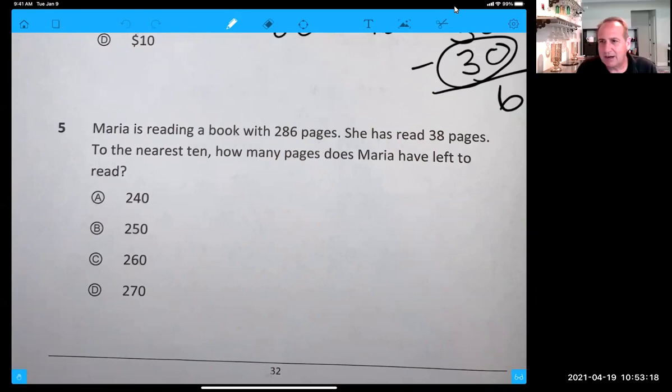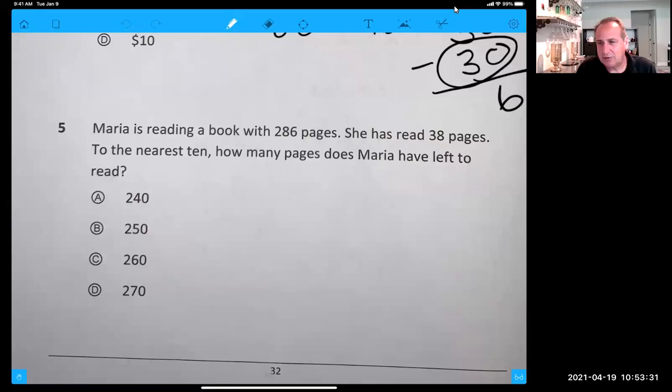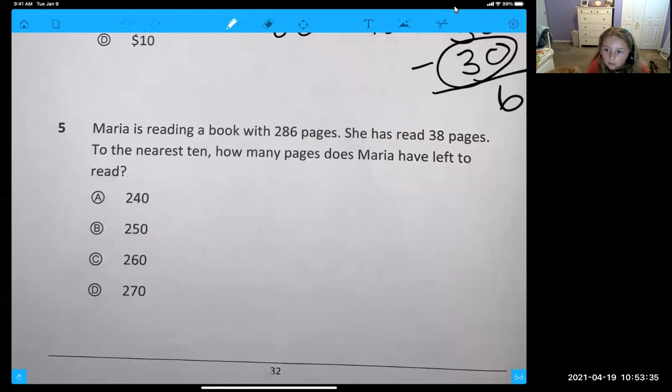Okay, who wants to do it? Come on. This is good mental math. Okay, do it. Go ahead. So what did we do with the first two numbers, 286 and 38? Whoever wants to do it.